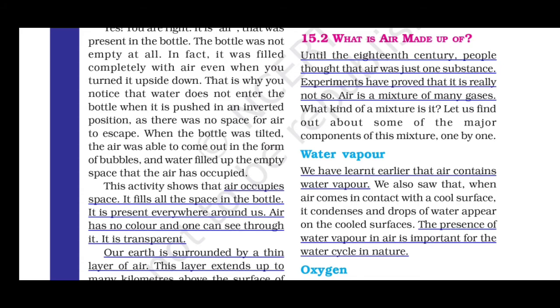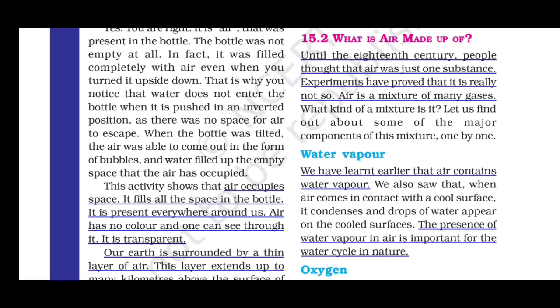Now the next important topic is, what is air made up of? That is, what are the components of the air? In the early 18th century, people thought that air was just one substance. But when some experiments were performed, they proved that air is not one substance. It is a mixture of many gases. So what kind of mixture is it and what are the components of this mixture? Let's study each component of the air, one by one.